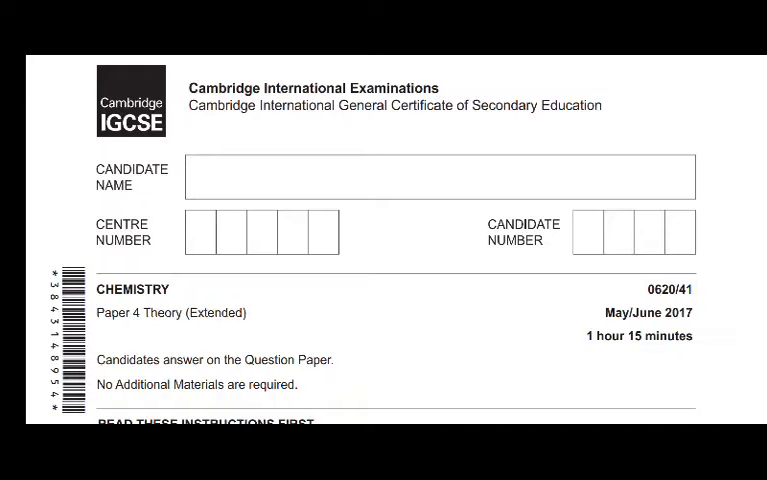Now, it is a known fact that in your final exams, which should be next year, in chemistry you sit for 3 papers. You sit for paper 2, which is multiple choice. Then you sit for paper 4, which is theory, and you're going to sit for paper 6, which is alternative to practical. Paper 2, as the name suggests, is just multiple choice. You're going to have about four possible answers, and you choose one of the 4. You're going to have 40 questions and 40 marks.